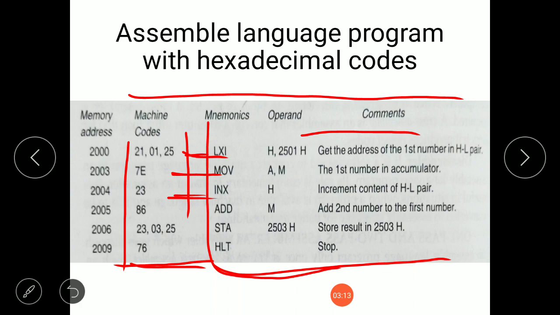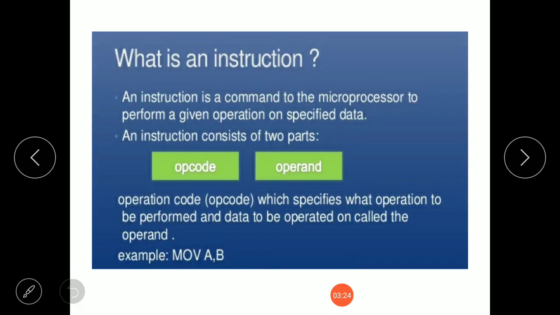So here, till this slide, I have discussed the introduction to programming of microprocessors. Now in the next slide, as I have already told you what is a program and what is an instruction, I am going to introduce you to the terms opcode and operand, which you might have come across while going through the microprocessor lab experiments.